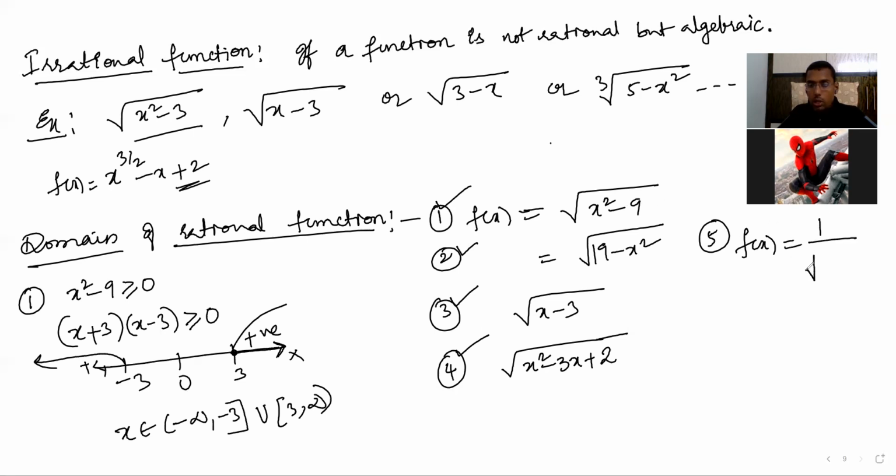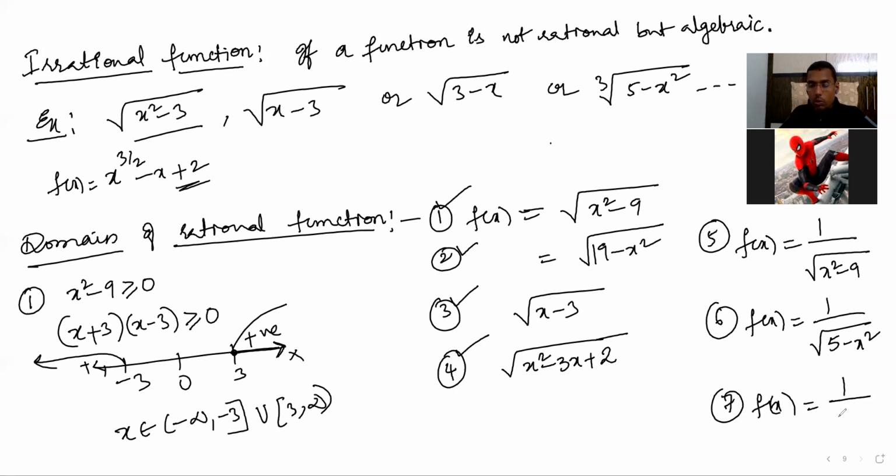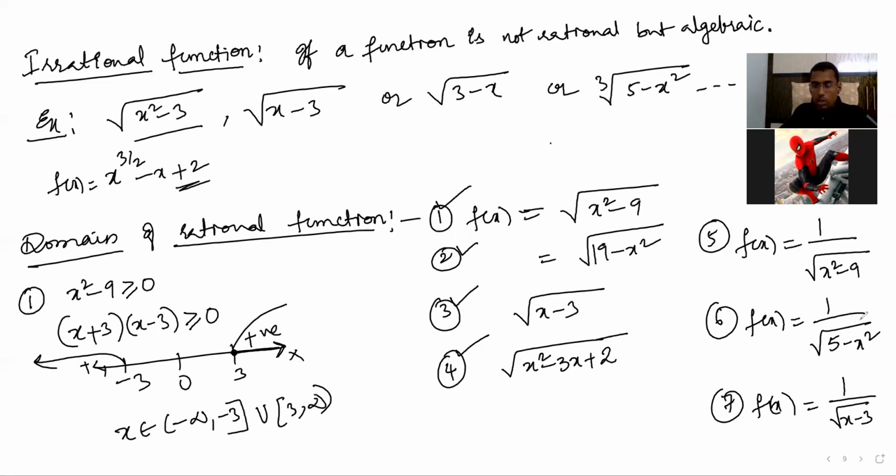But here, fifth one, I am writing like this: x square minus 9. Sixth one, f of x equal to 1 by under root of 5 minus x square. 7, f of x equal to under root 1 by under root of x minus 3. What is the fifth one? It is a denominator. Since it is denominator and root, x square minus 9 is greater than 0, it cannot be 0. Yes or no, you tell me.